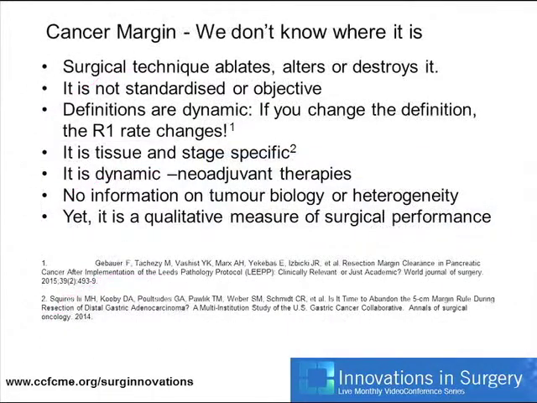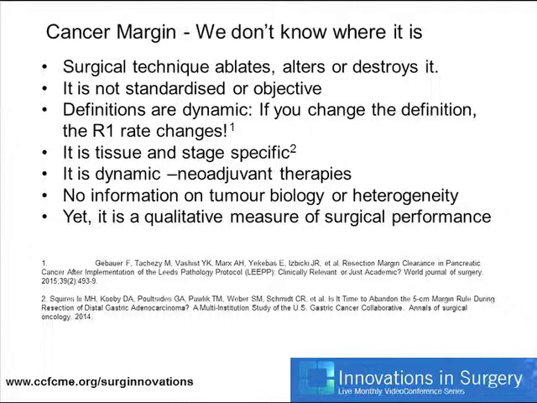Next slide. So, if we summarize the problems with the cancer margin, quite often we ablate or destroy it when we operate on it. It's not standardized, and certainly intraoperatively it's not objective. The definitions are often dynamic, and if you change those definitions, the R1 rate will change. That's well exemplified by the recent SSO-ASTRO guidelines in stage 1-2 breast cancer, which came out after a meta-analysis recently, where they changed the definition to tumour on ink. It is tissue and stage specific, so as your cancer changes, so does the margin.